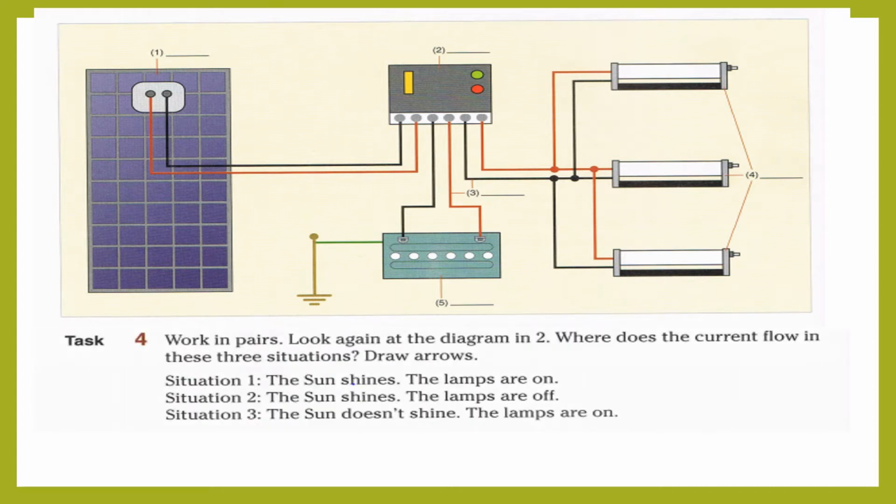Now we have to do exercise 4 and look at this diagram and answer the question: where does the current flow in these three situations? We have three situations. Situation 1, the sun shines, which means that the solar panel is going to work and the lamps are on. Situation 2, the sun shines, which means also that the solar panel is working and the lamps are off. Situation 3, the sun doesn't shine, the lamps are on.